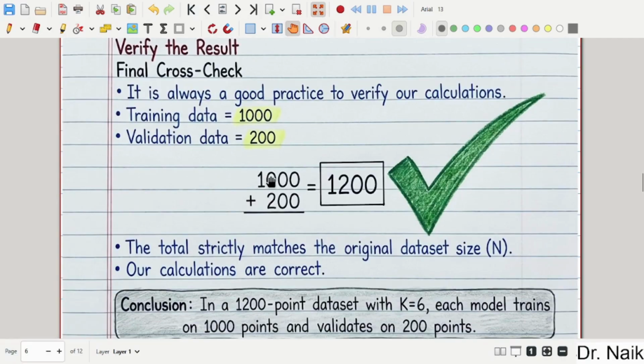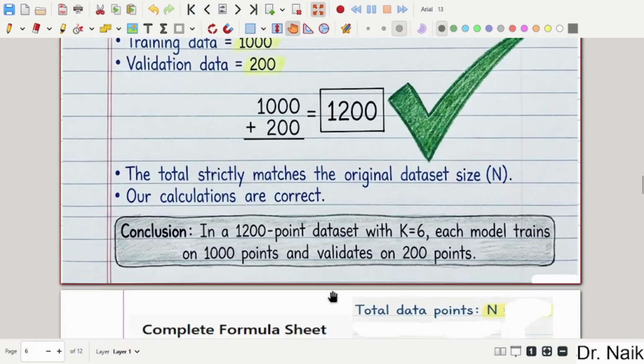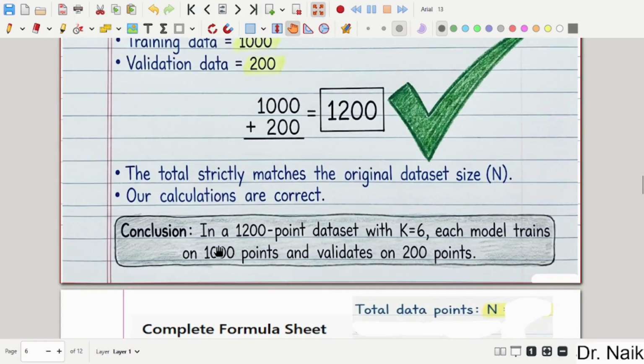Training data 1000 plus validation data 200 is 1200. So it matches our original dataset size, that is n. So in a dataset of 1200 data points with k equal to 6 folds, each model trains on 1000 data points and validates on 200 points.